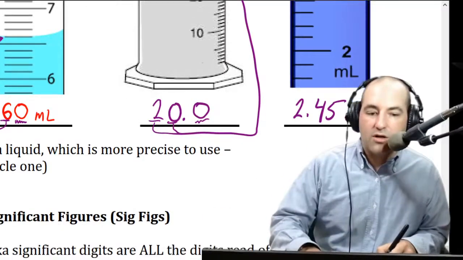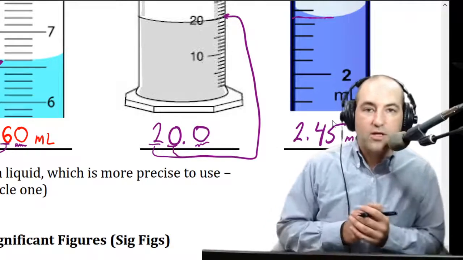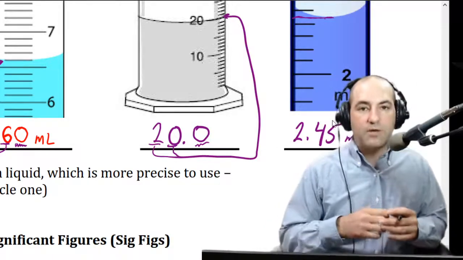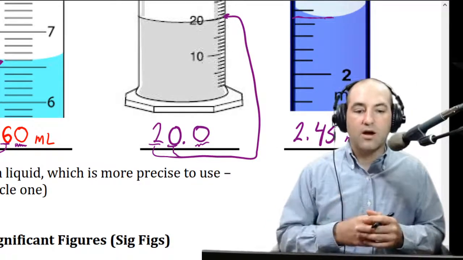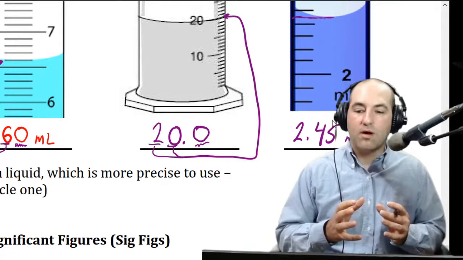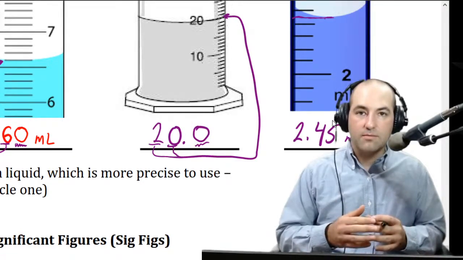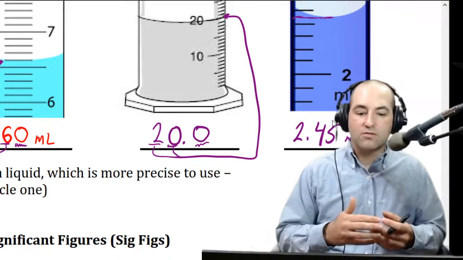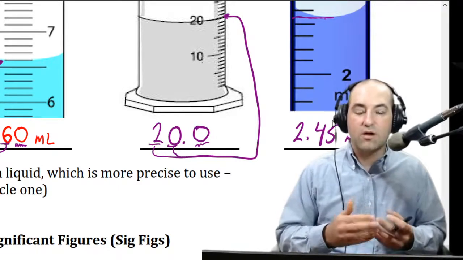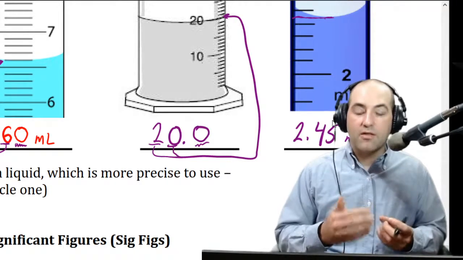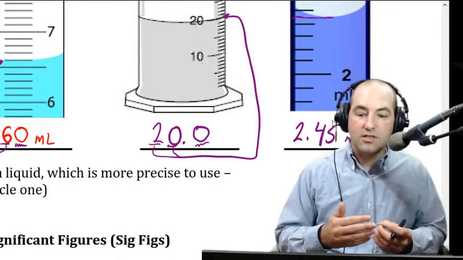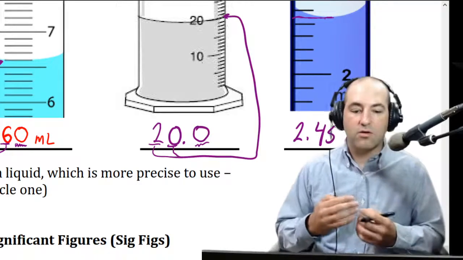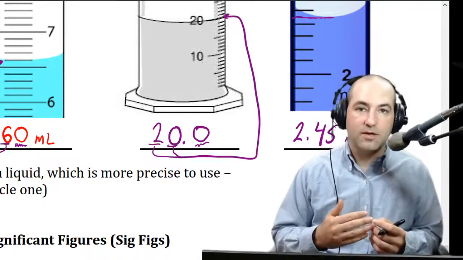So when we measure volume in the lab with graduated cylinders, from now on we want to make sure that we're doing exactly this: first of all, sighting from the meniscus, and then writing down all of our certain or measured digits plus one uncertain digit. The other issue with graduated cylinders is something called parallax, which is how you're looking at it, and that affects the measurement as well.